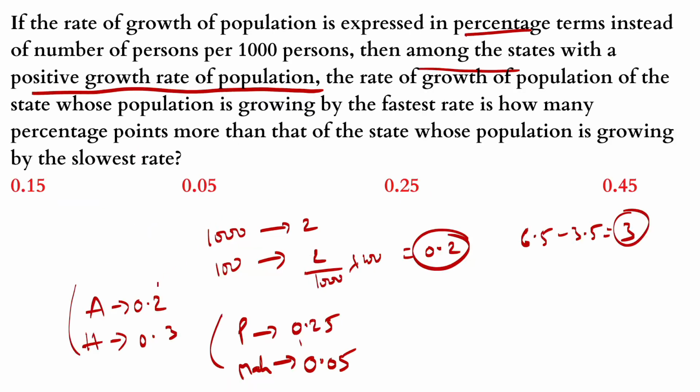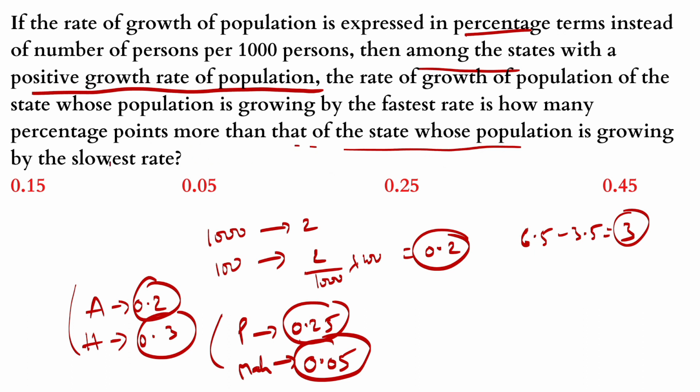Among Andhra, Himachal, Punjab and Maharashtra, we must find the difference between the highest value and the least value, that is, the percentage points more than the state whose population is growing at the slowest rate. What is the highest value here? The highest value is 0.3 and the least value is 0.05. What is the difference?